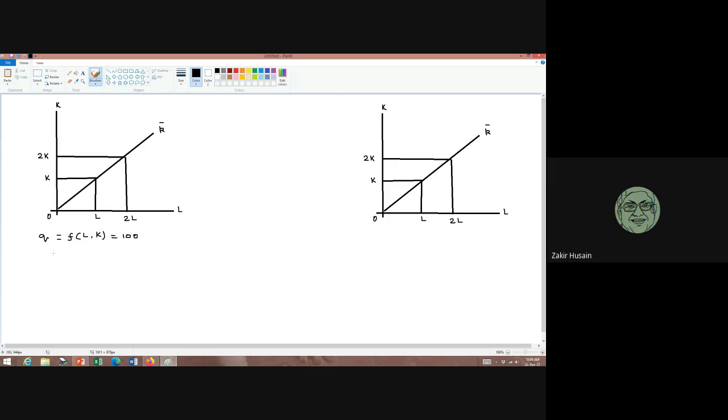and we got 100 units of output. When we double the labor, the output increased to 300. So in this case, n will be greater than 1. We don't know what is the precise value of this. You'll have to calculate. But it's intuitive that n will be greater than 1. Right?